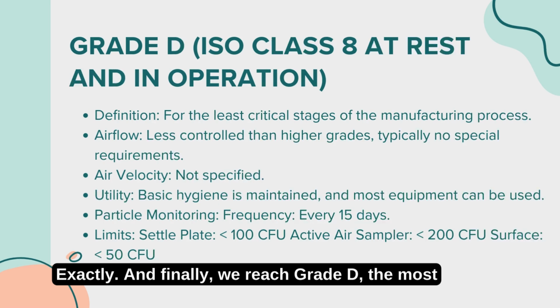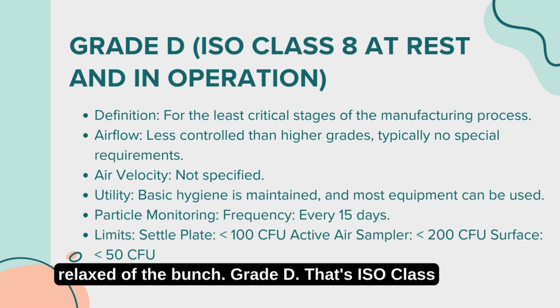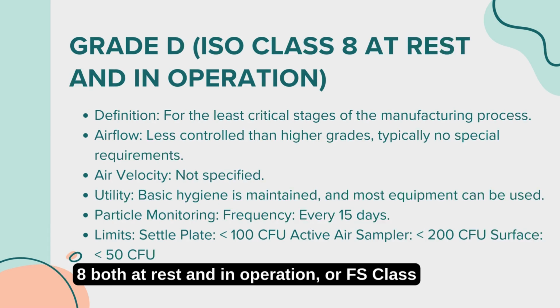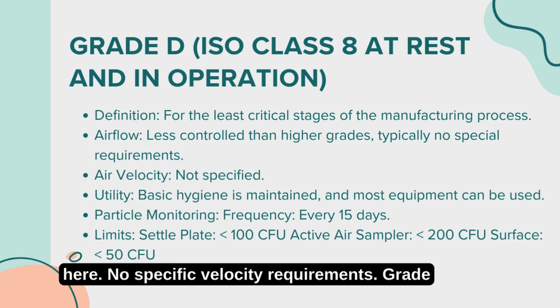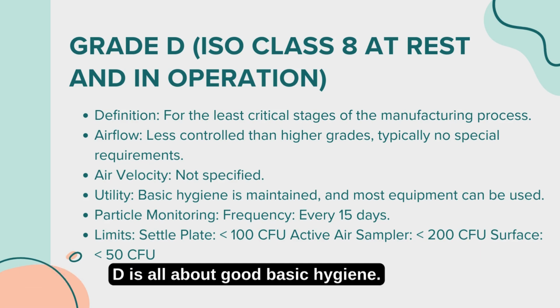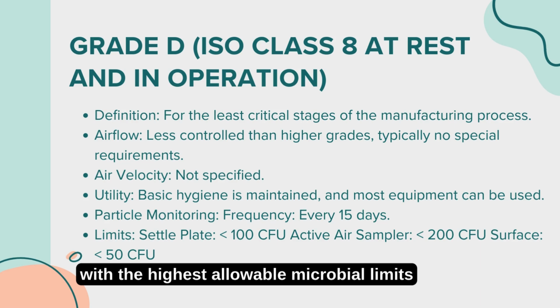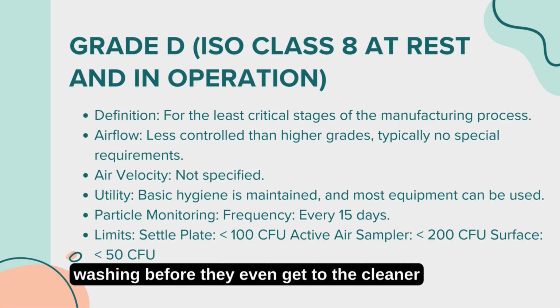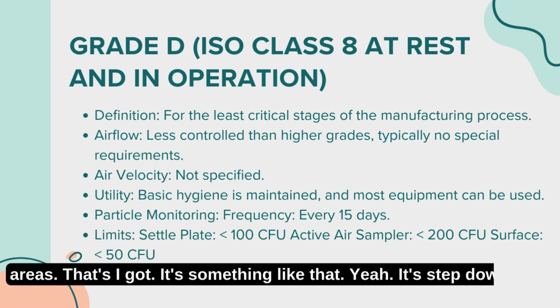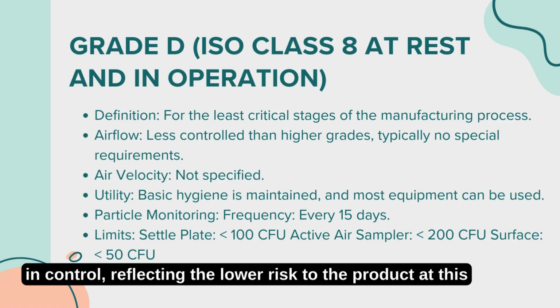Exactly. And finally, we reach grade D, the most relaxed of the bunch. Grade D, that's ISO class 8 both at rest and in operation, or FS class 100,000, right? You got it. Airflow is not as big of a concern here. No specific velocity requirements. Grade D is all about good basic hygiene. And the monitoring? Still every 15 days, with the highest allowable microbial limits out of all the grades. Basic PPE is the norm here. Okay, so think like initial component washing before they even get to the cleaner areas. Something like that, yeah. It's a step down in control, reflecting the lower risk to the product at this stage.